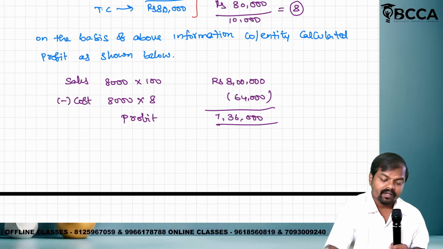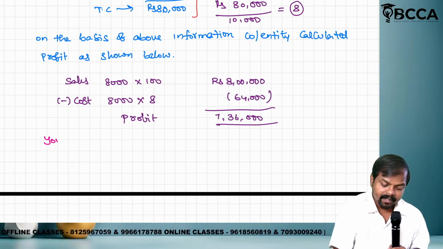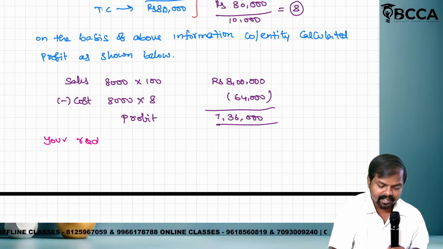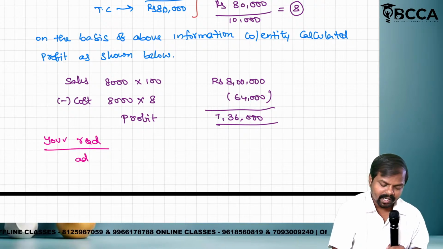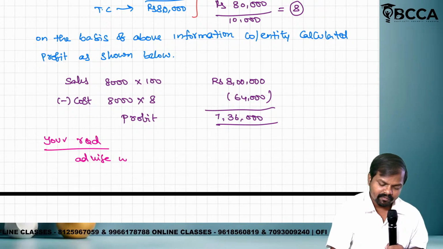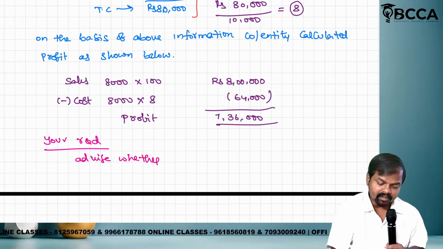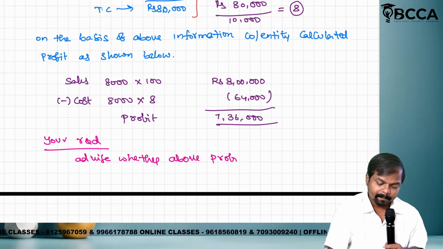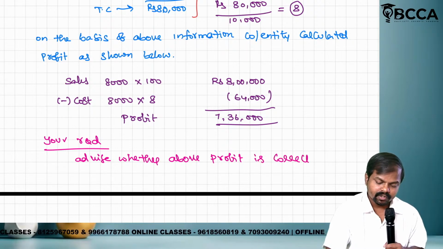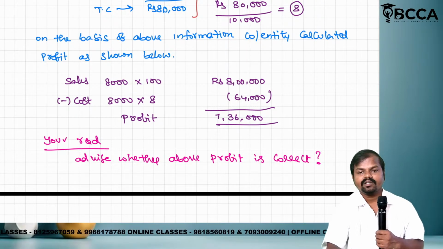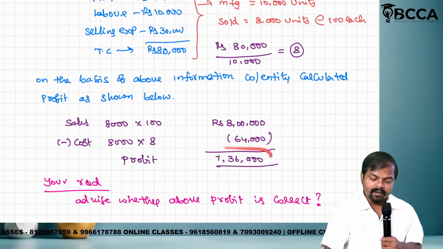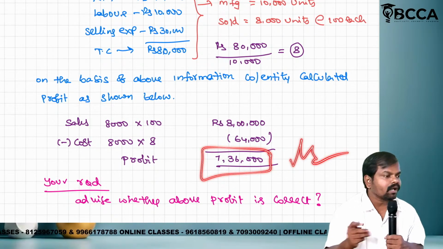7,36,000. They are asking, please listen ma. You are required to advise whether the above profit is correct. They are asking, is the 7,36,000 correct or wrong?